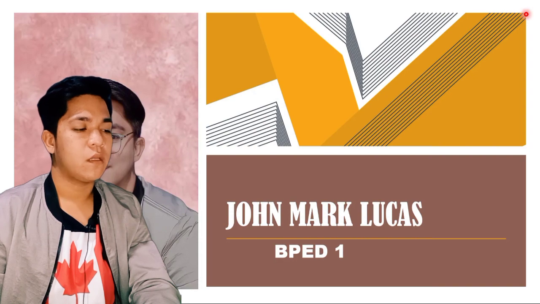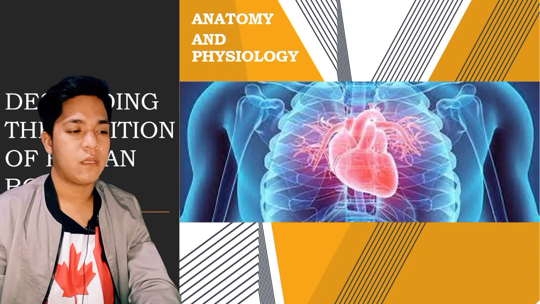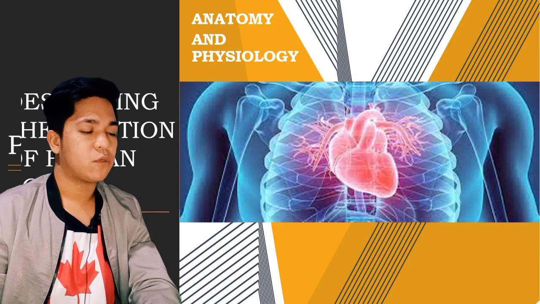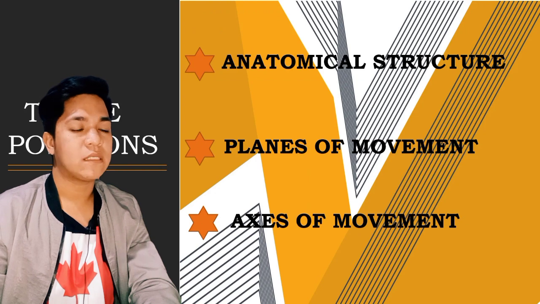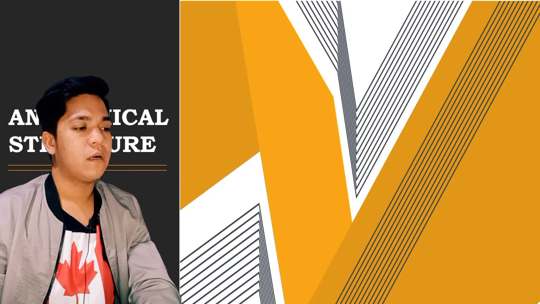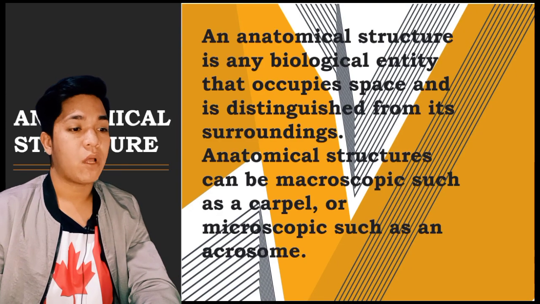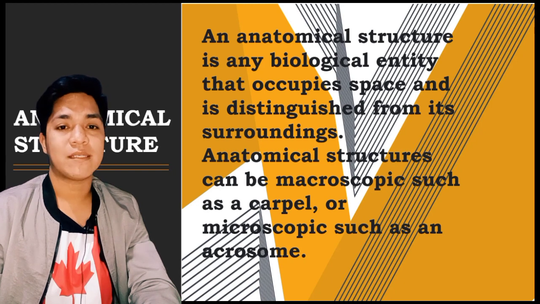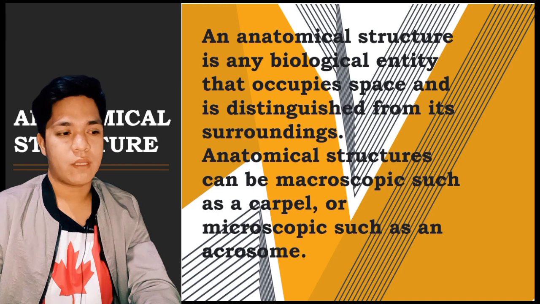For this lesson, we discuss describing the position of the human body. We have three topics: anatomical structure, planes of movement, and axis of movement. An anatomical structure is any biological entity that occupies space and is distinguished from its surroundings.